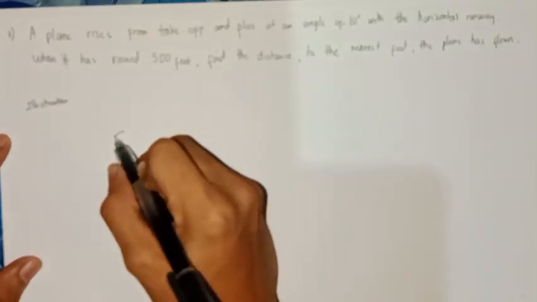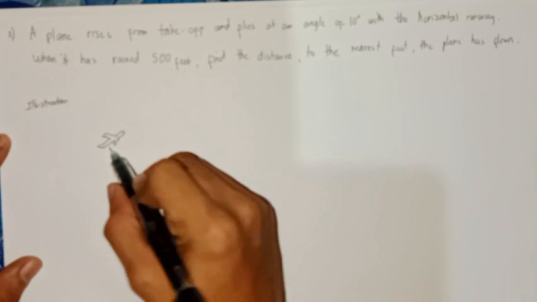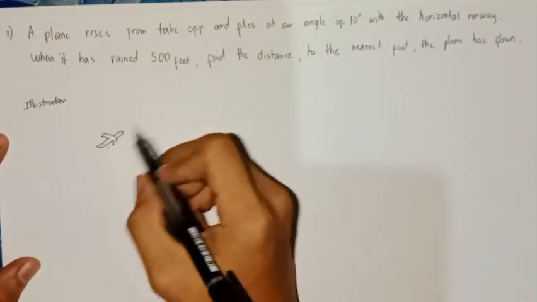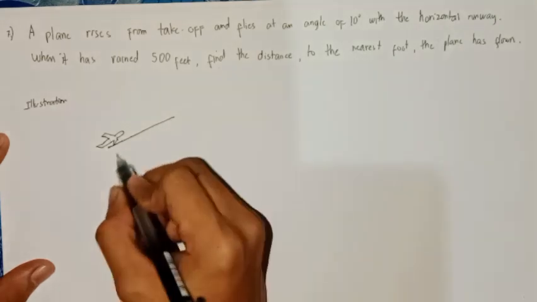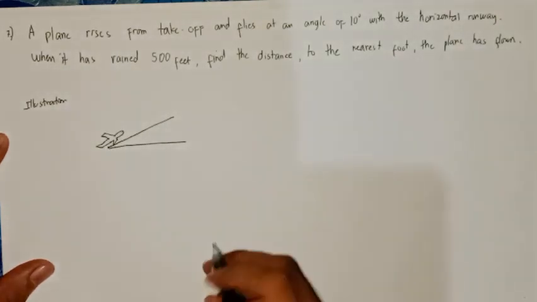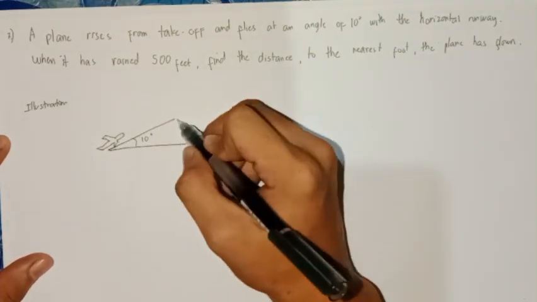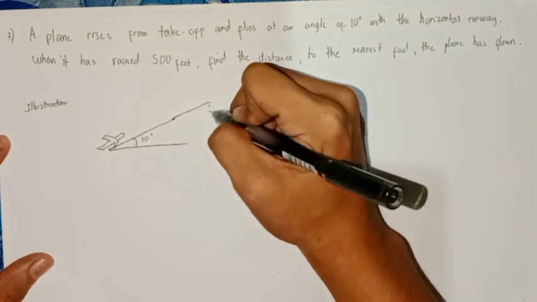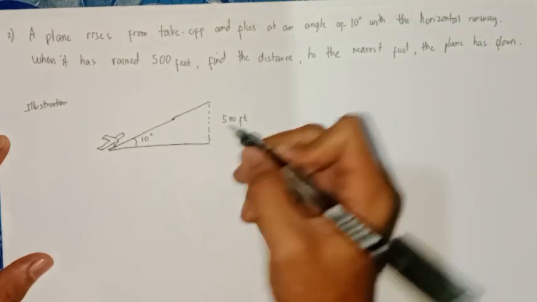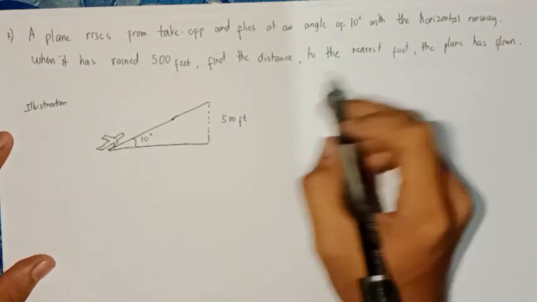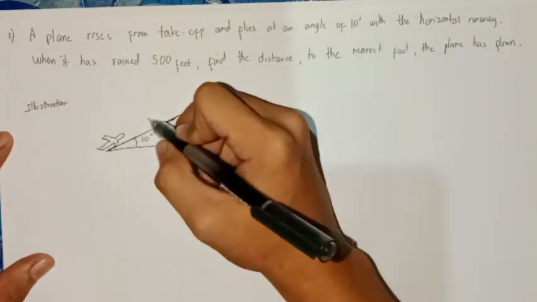Imagine that this is our plane. It has taken off and flies at an angle of 10 degrees with the horizontal runway. When it has risen 500 feet, find the distance to the nearest foot the plane has flown. So find the distance the plane has flown. It means the distance.